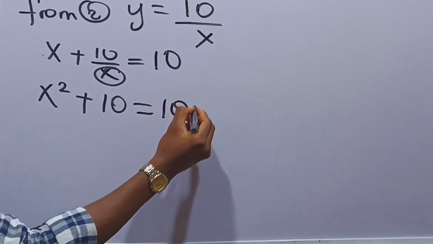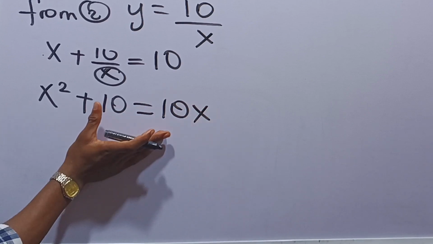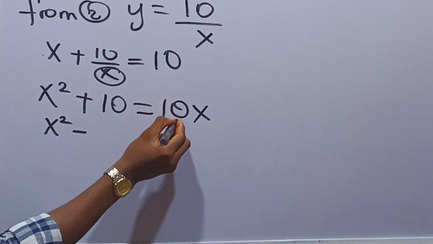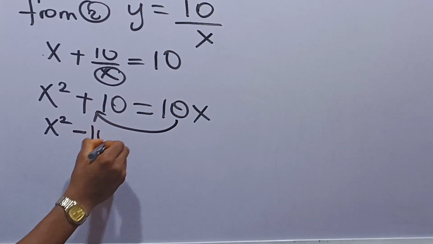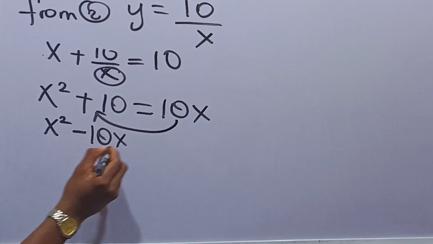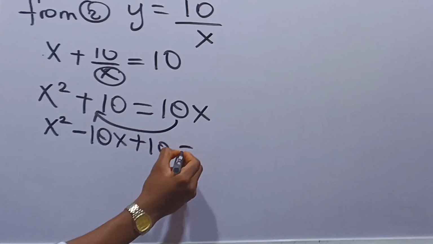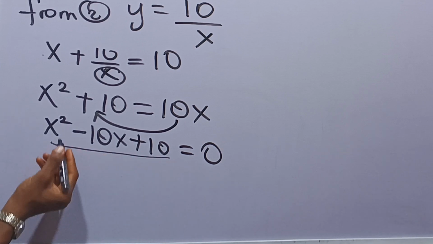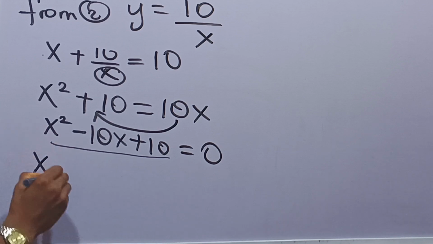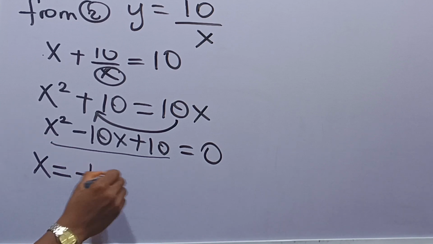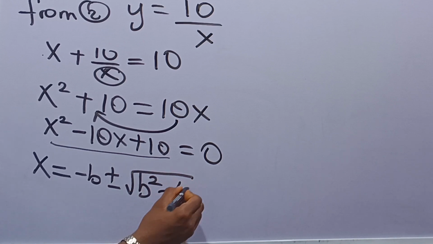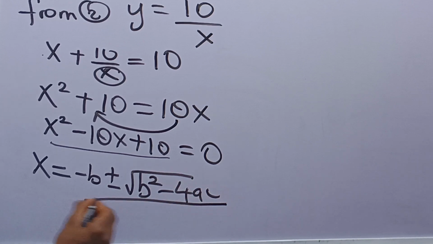x, which is 10x. Now we can say that x squared, this will come to this side to give us 10x, which is minus 10x plus 10 is equal to 0. Since we cannot factorize this using the normal factorization of quadratic equations, we can say that x will be equal to minus b plus or minus square root of b squared minus 4ac, all over 2a.